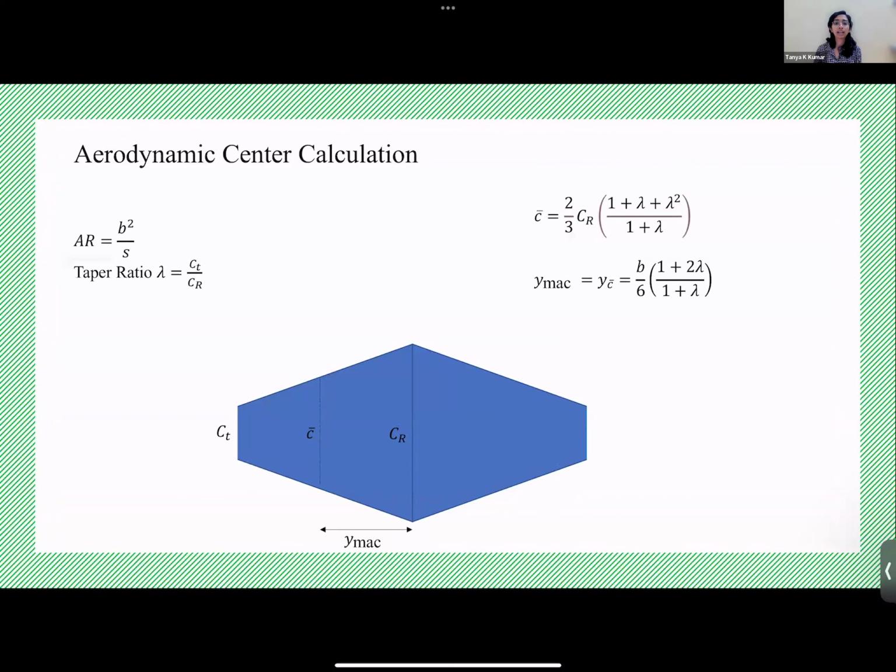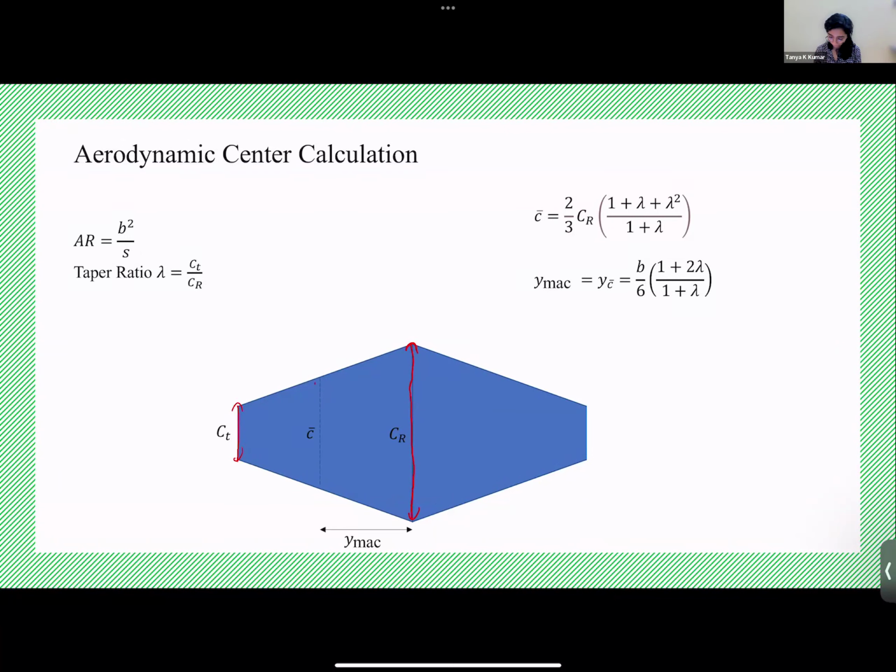How do you calculate aerodynamic center? Okay, so these are a few empirical formulae that we will use to calculate the aerodynamic center. The first one, aspect ratio, we know, b square by S. The other thing is taper ratio. Lambda is CT by CR, where CT is the chord at the tip. So this is CT, the length of the chord at the tip. Length of the chord at the root is CR. This quantity is CR.